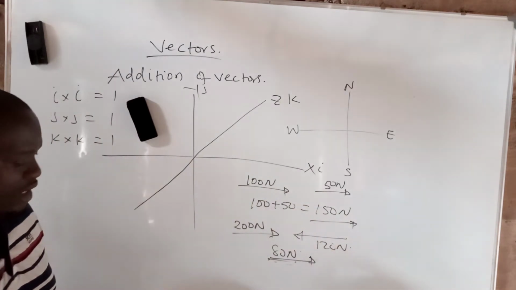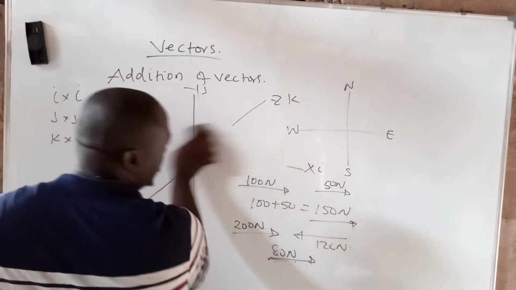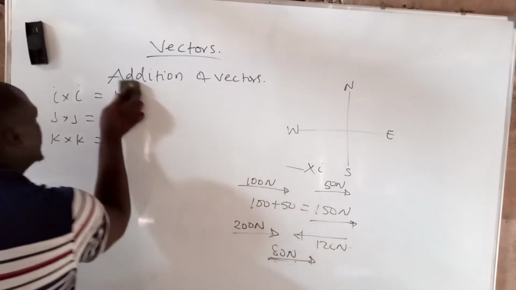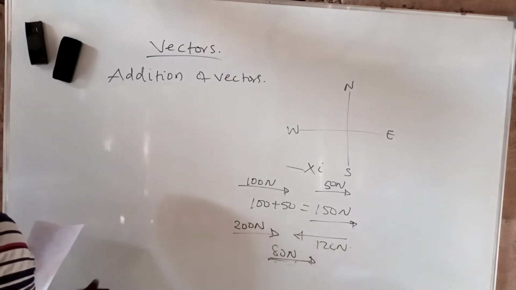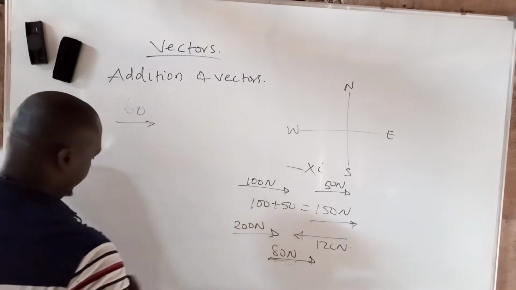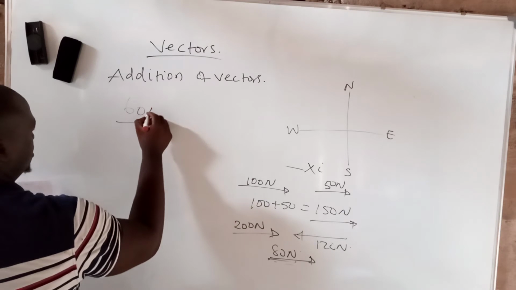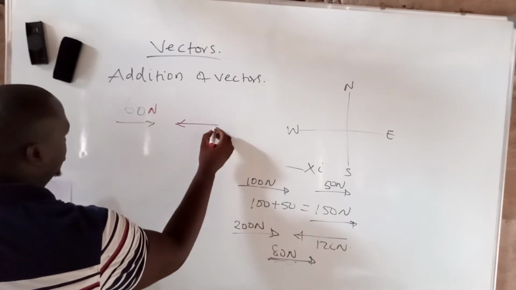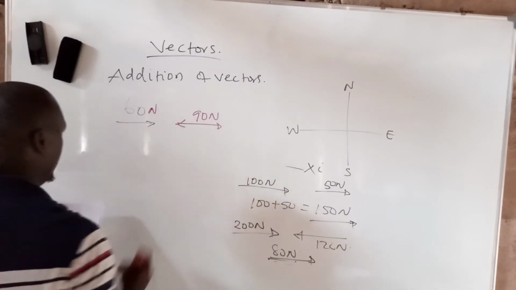Now we have another one here. This is a classwork. And if you are watching online, pause the video and try it out. Remember, we are still in introduction. What if you have a vector that is 60 Newton, and it's moving in this direction, and here is 90 Newton. What would your answer be now?